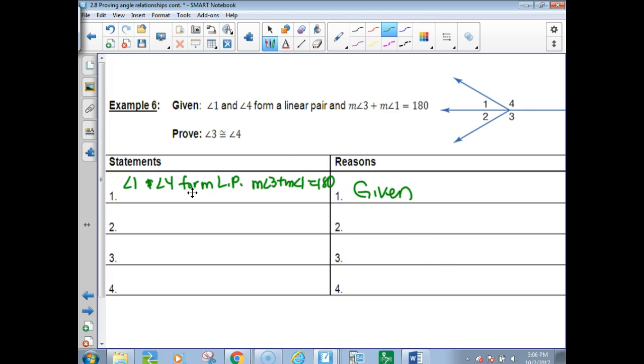Okay, if angle 1 and angle 4 form a linear pair, what do you know about them? What, Kenny? They're supplementary. Angle 1 and angle 4 are supplementary. That's by the supplements theorem. That's what it says. If you have a linear pair, then they're supplementary.